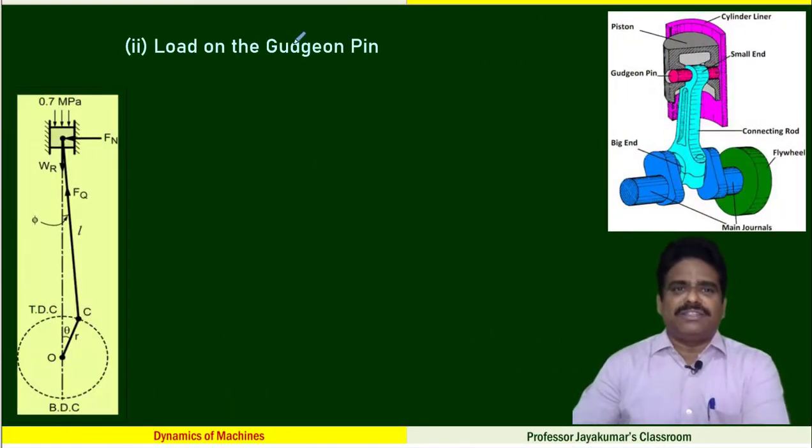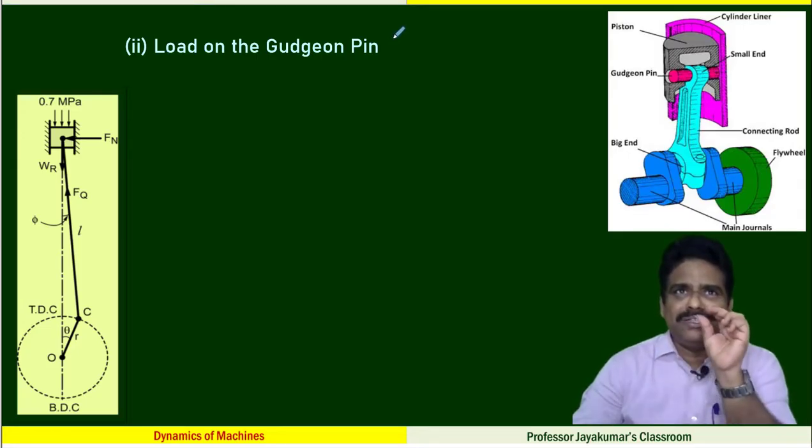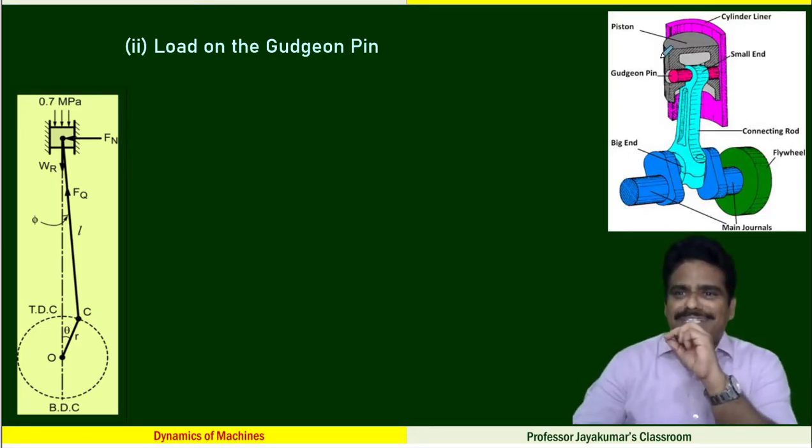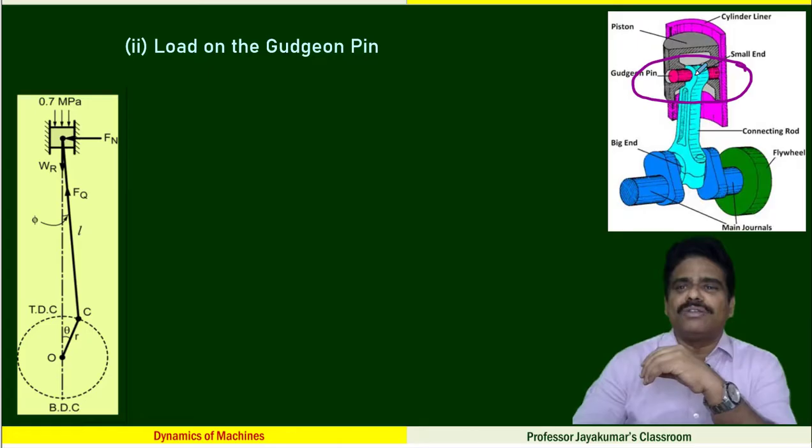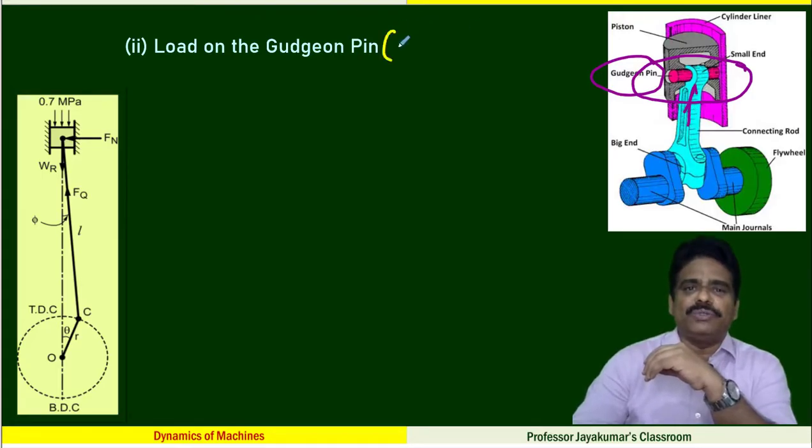So what is the next thing? Next we have to find the load on the gudgeon pin. Do you know what a gudgeon pin is? That is also known as piston pin. Do not think pin means some other shape. Please understand here. This is the one which locks the smaller end of the connecting rod with the piston. Can you see there? This horizontal fellow is what we call the gudgeon pin. So the force acting on the gudgeon pin is nothing but Fq.